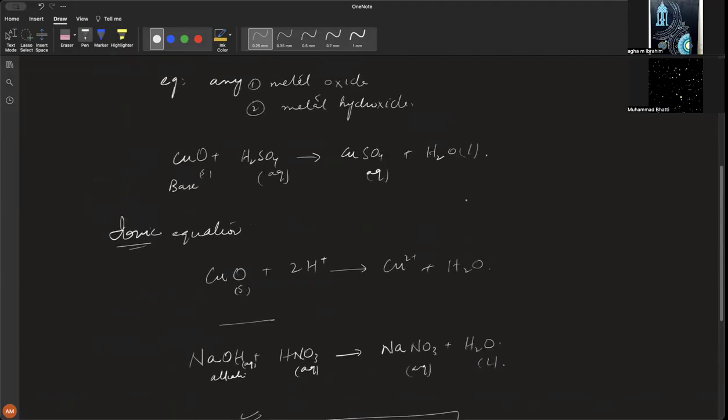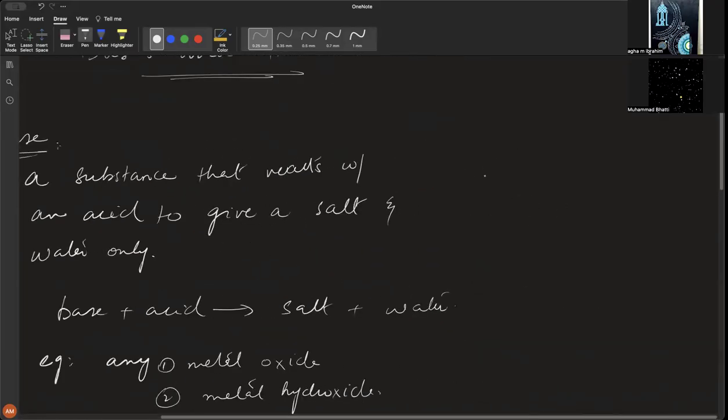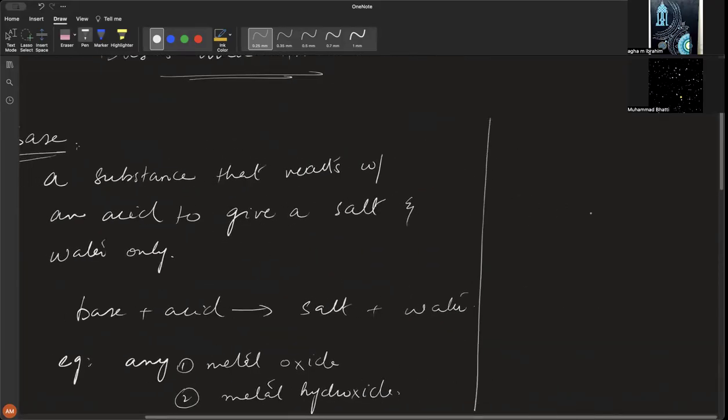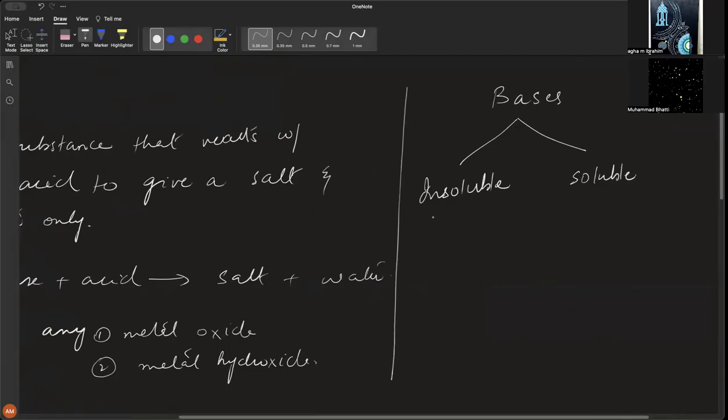When we talk about bases, bases are of two types: insoluble bases and soluble bases. Insoluble bases are still called bases, and the soluble ones are no more called bases, they are called alkalis.